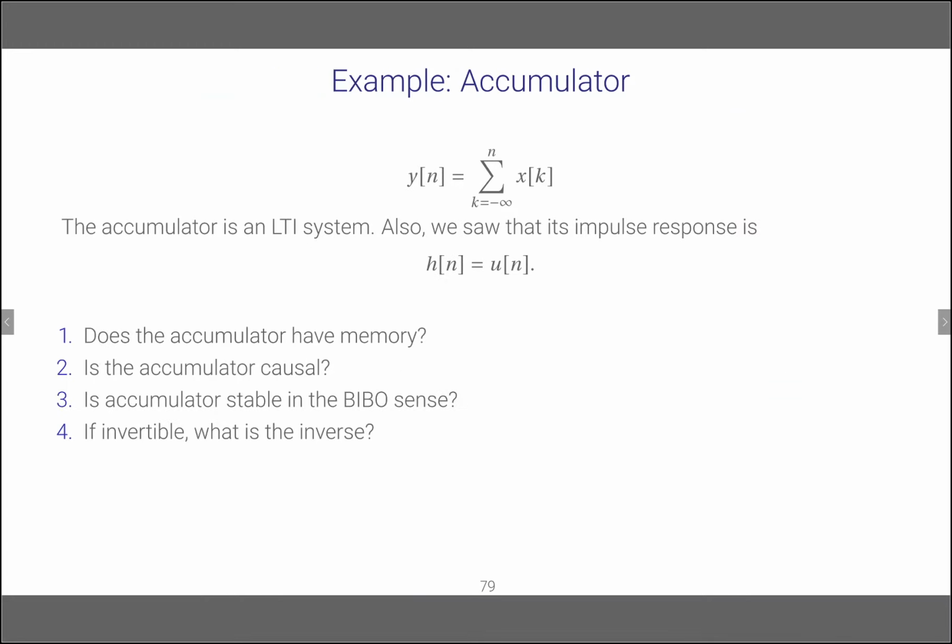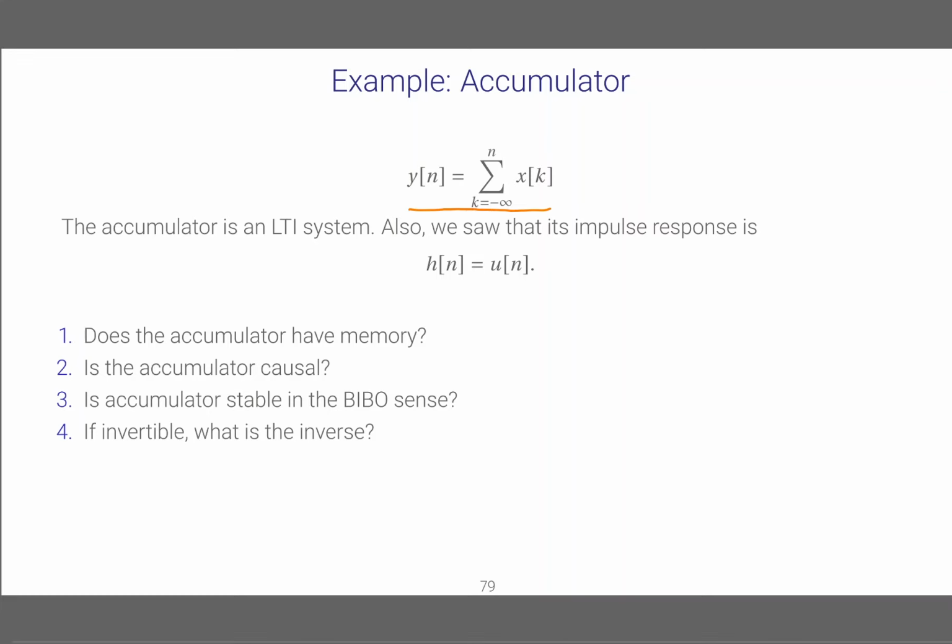Okay, now let's take the accumulator as an example, and it will also summarize what we learned. The accumulator is an LTI system. We know that the accumulator is just the running sum. Also we saw that its impulse response is u[n]. Does the accumulator have memory? Is the accumulator causal? Is the accumulator stable in the BIBO sense? If invertible, what is the inverse? We have done this.